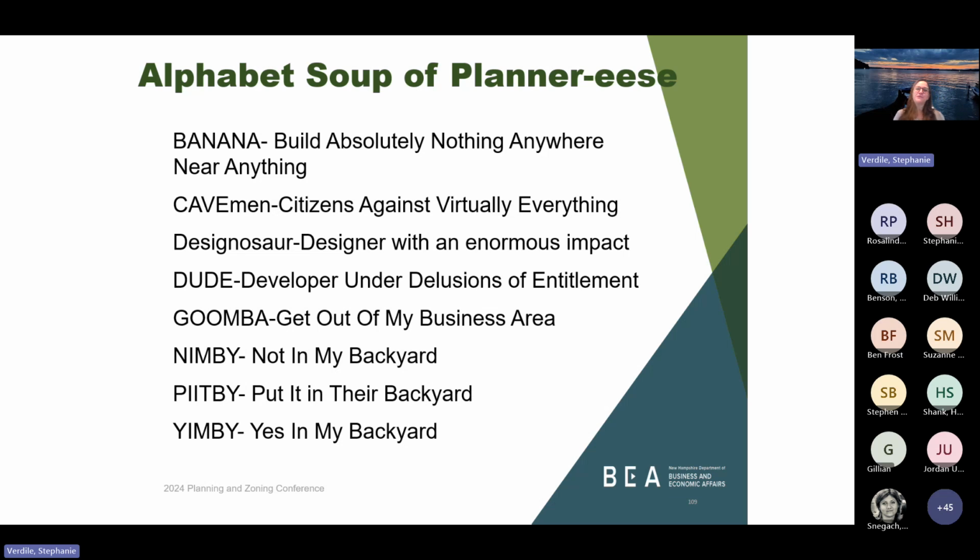And I've used this slide before if you've attended any of my trainings, where as a planning board member, you're going to maybe hear what I call the alphabet soup of planneries. You may hear BANANA, build absolutely nothing anywhere near anything. CAVEMEN are citizens against virtually everything. A designosaur, a designer with an enormous impact. A dude, a Goomba, a NIMBY, a PITBY, or a YIMBY. All of those terms you may hear in your role as a planning board member, and I just want to make sure that you're familiar with them.